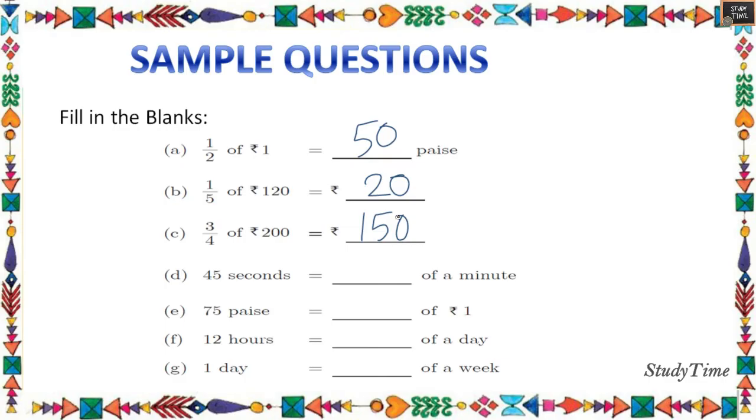45 seconds is dash of a minute. So in fraction you have to say 3 by 4 of a minute. 1 minute is 60 seconds, so 3 by 4 is 45 seconds. 75 paise is the same as 3 by 4 of 1 rupee. 12 hours is half of a day. So 24 divided by 2 is 12. 1 day is dash of a week. In a week you will be having 7 days. So 1 by 7 is the answer.